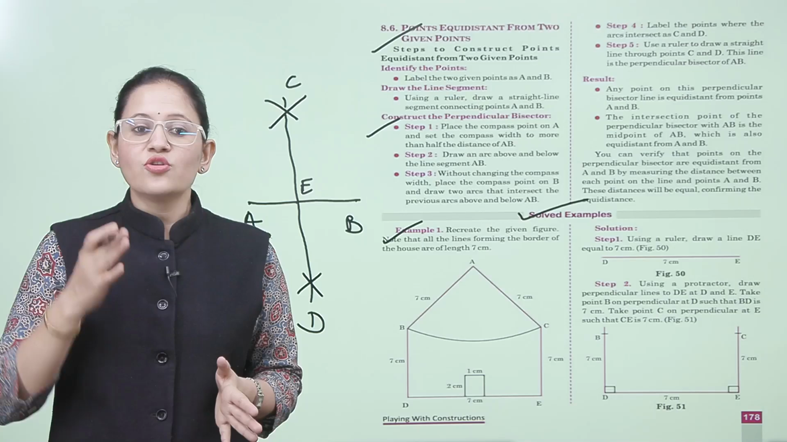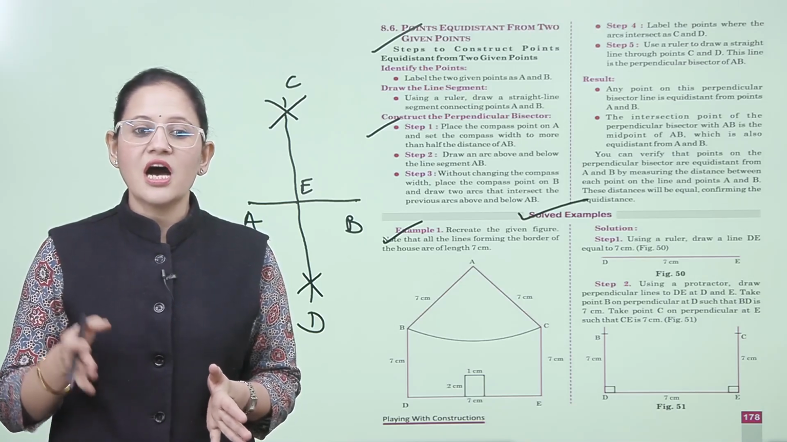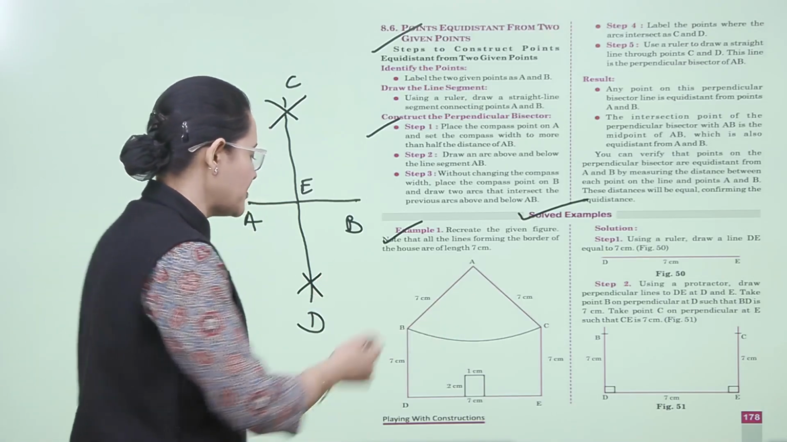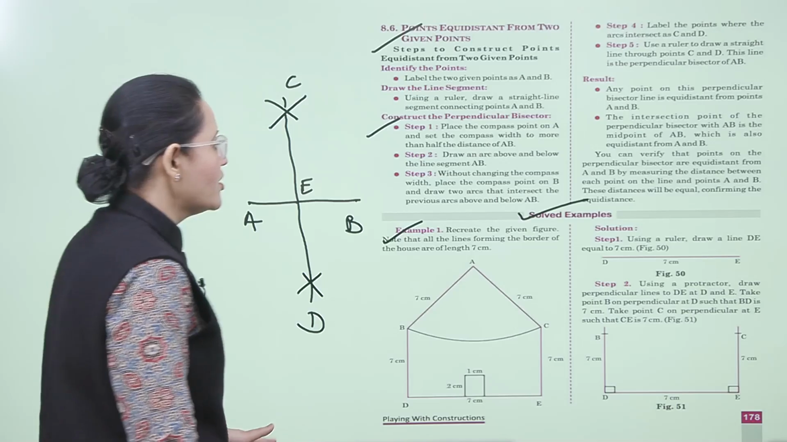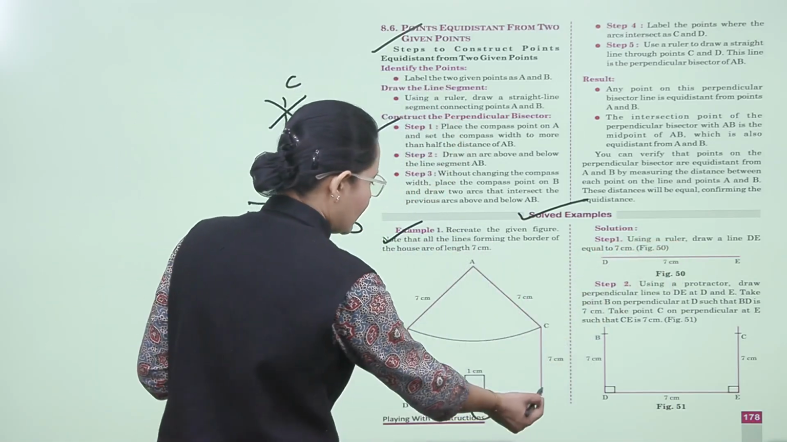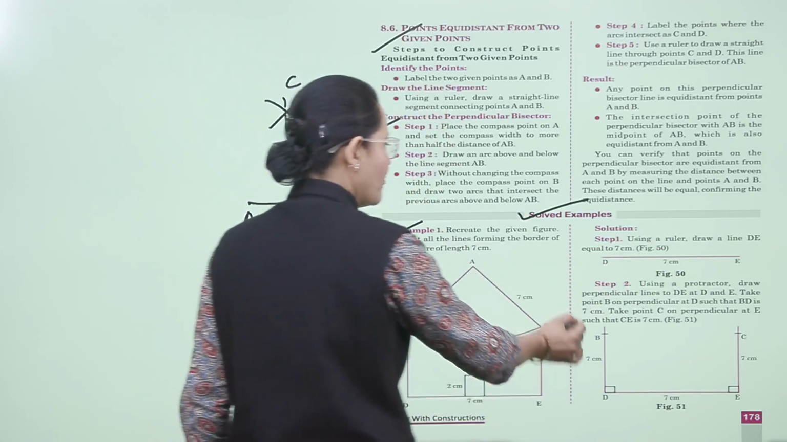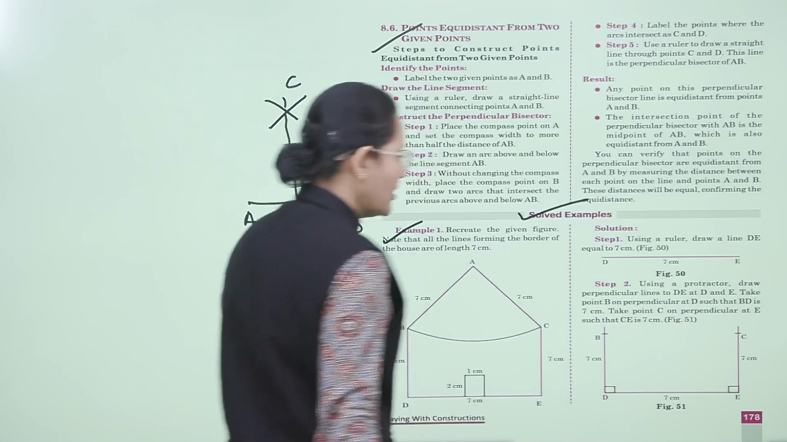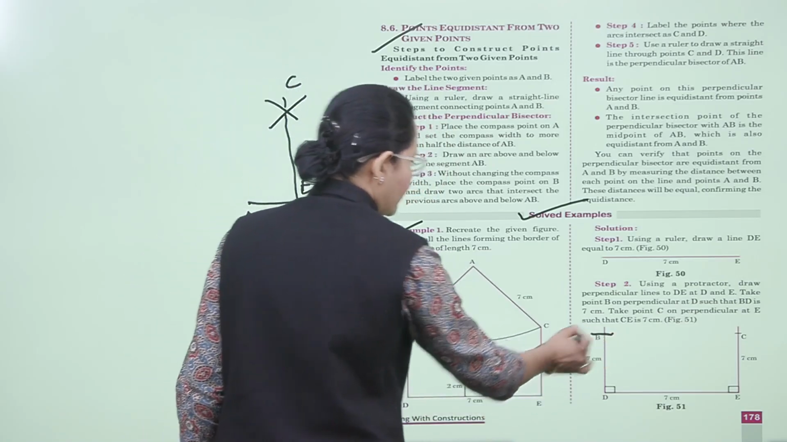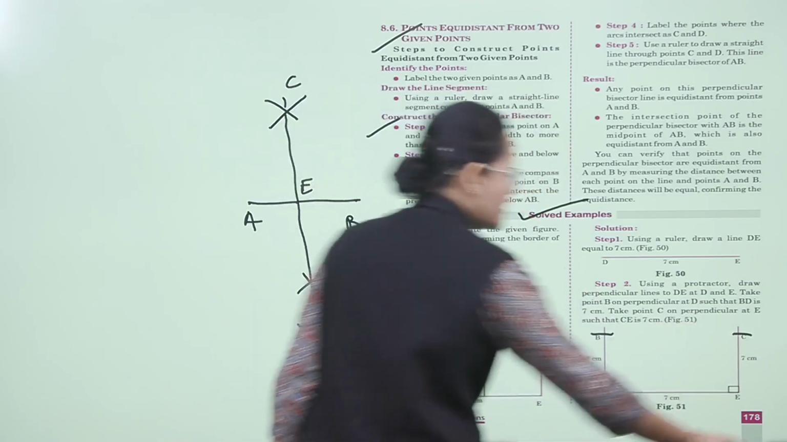Recreate the given figure. Note that all the lines forming the border of the house are of length 7 centimeter. So all lines should be 7 centimeter. First we'll draw the line segment DE, 7 centimeter. Now using the protractor, we'll make two perpendiculars. Take D as a center, and we'll make an arc of 7 centimeter here also, like this.